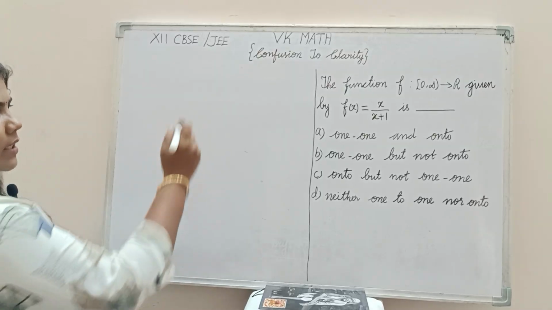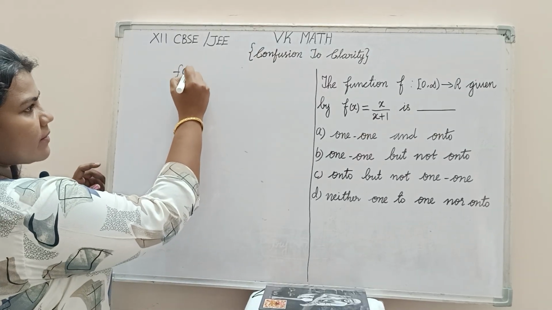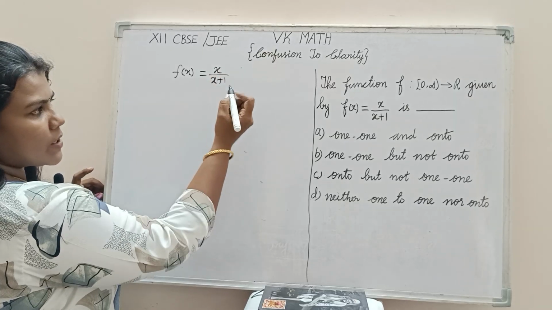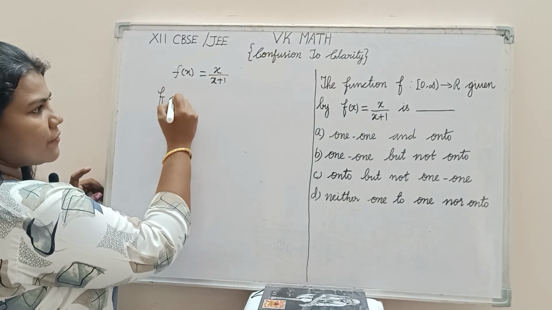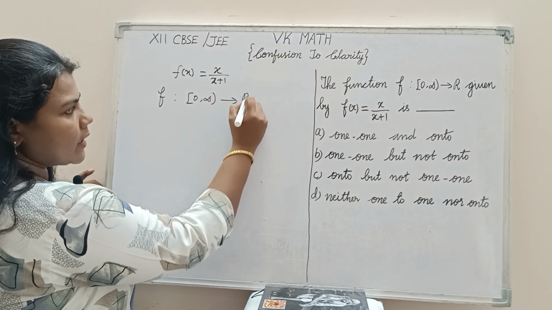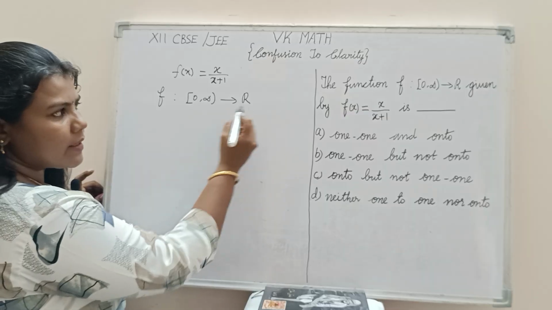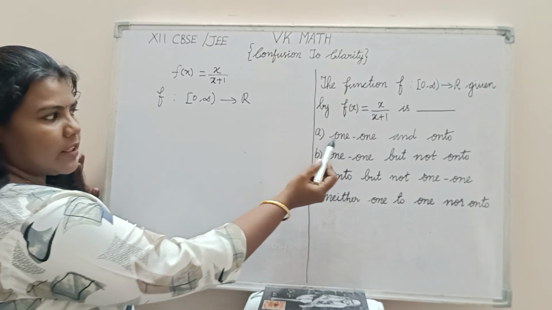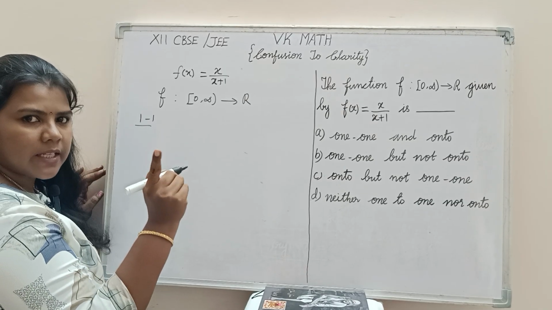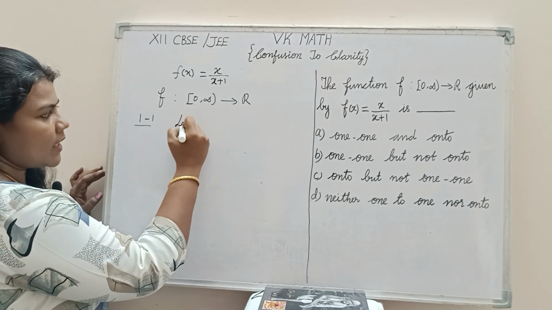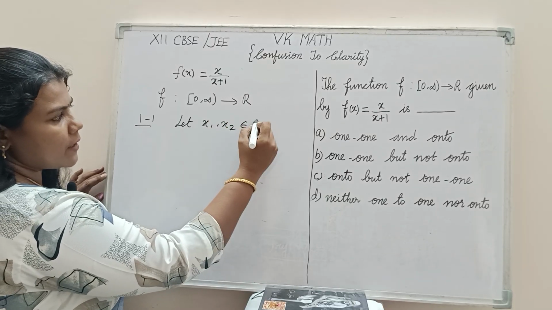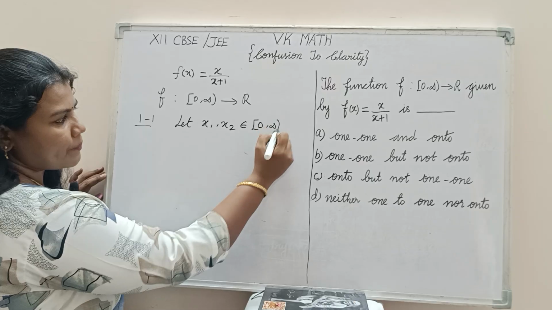First, we consider the function f of x equals x divided by x plus 1, and the function f is defined from the interval to the real numbers. And this is the domain and it is the codomain. To check whether the function is one-to-one or not, let us choose two elements from the domain set. Let x1, x2 be the two arbitrary elements from the domain set.